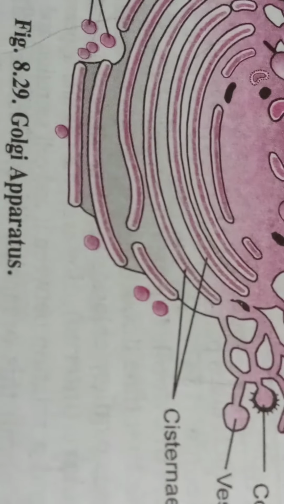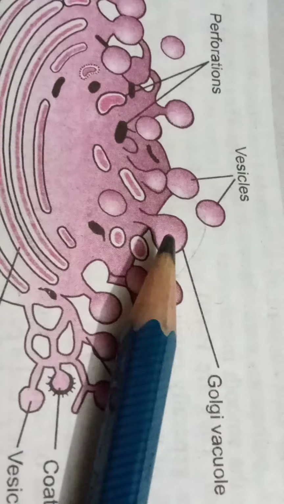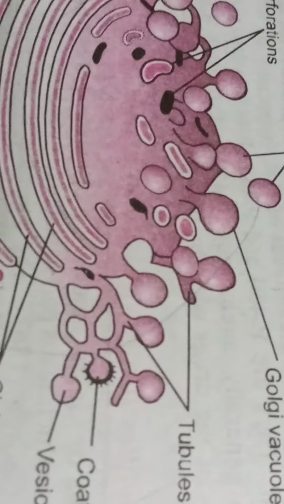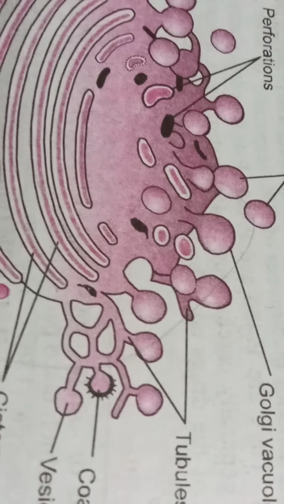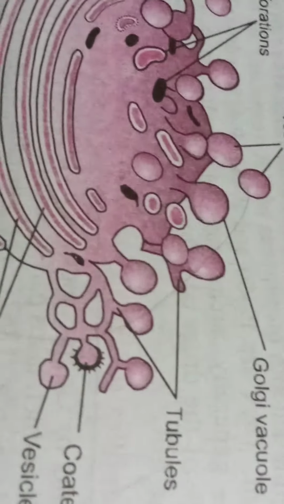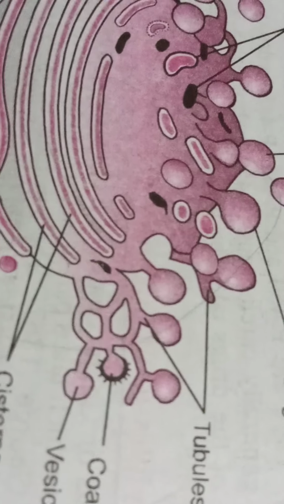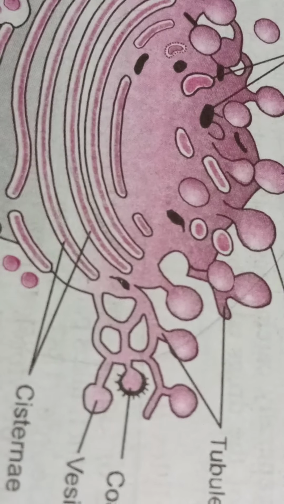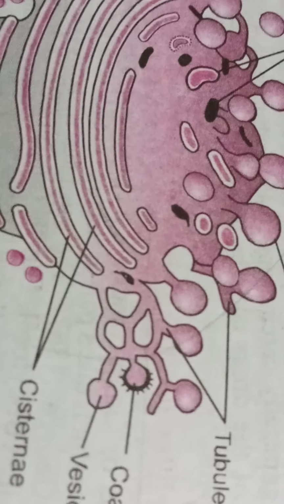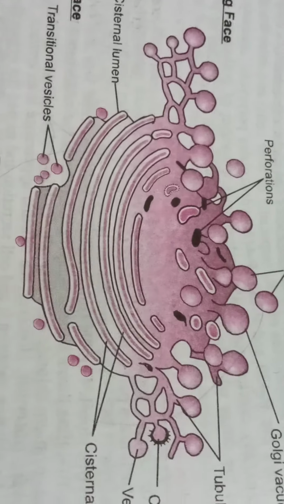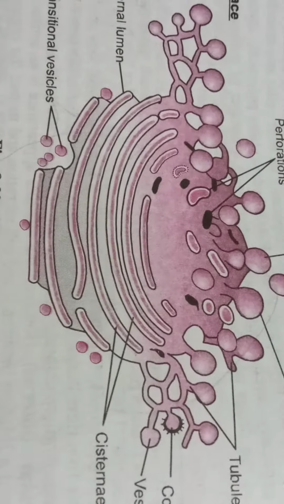Then the fourth structure is the Golgian vacuole. These are the vacuoles which are present in the Golgi apparatus. They are extended portions of the cisternae. So the cisternae just get extended and form the Golgi vacuoles. These vacuoles actually develop from the maturing phase. They contain amorphous and granular substances. Okay, and so this is all about the structure of the Golgi apparatus.